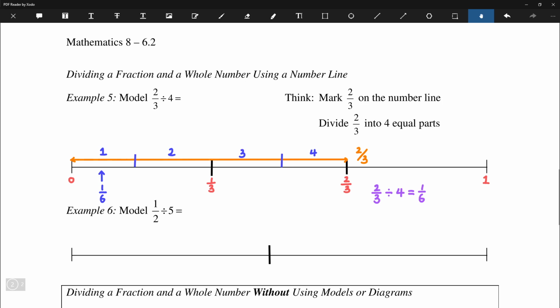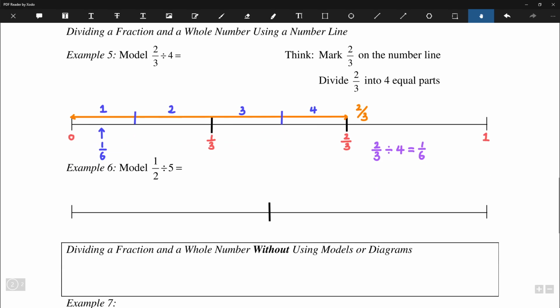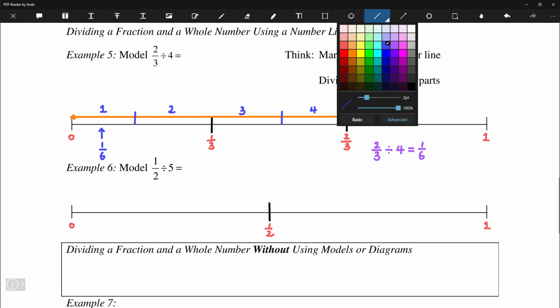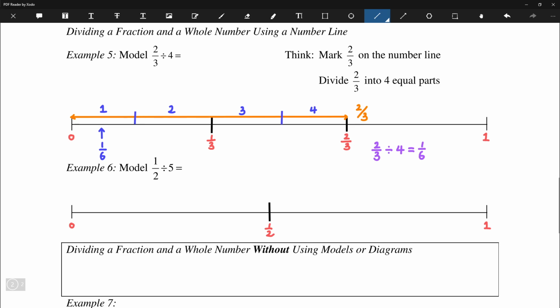Next up, we have a similar kind of example. We have 1/2 divided into 5 equal parts. So same kind of setup. This is 0, 1/2, and 1. And in this case, if we are to divide the 1/2 into 5 equal parts, it would be roughly something that looks like this. Okay. That wasn't very accurate.